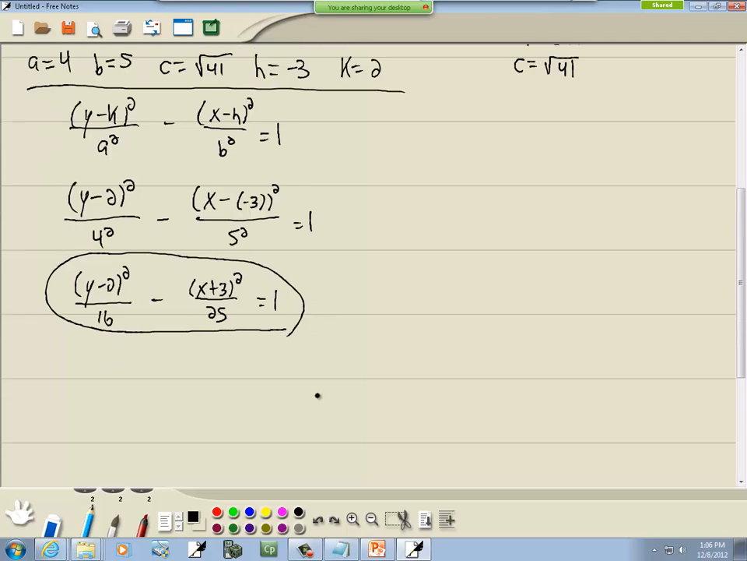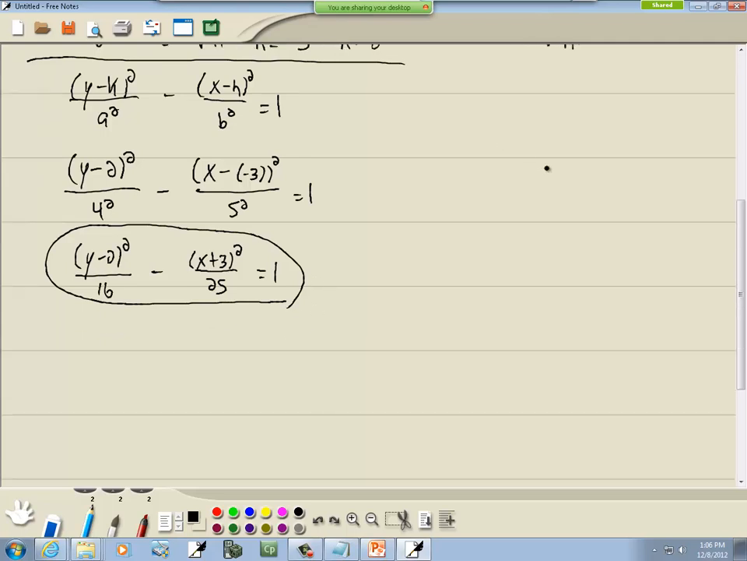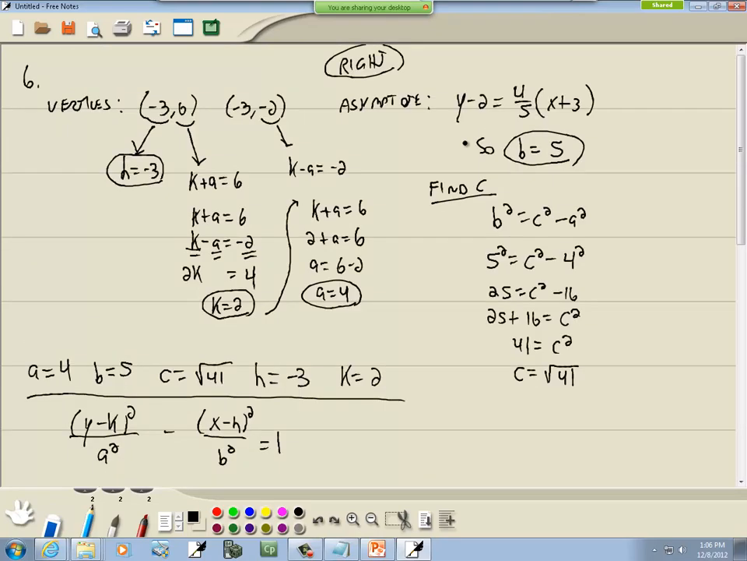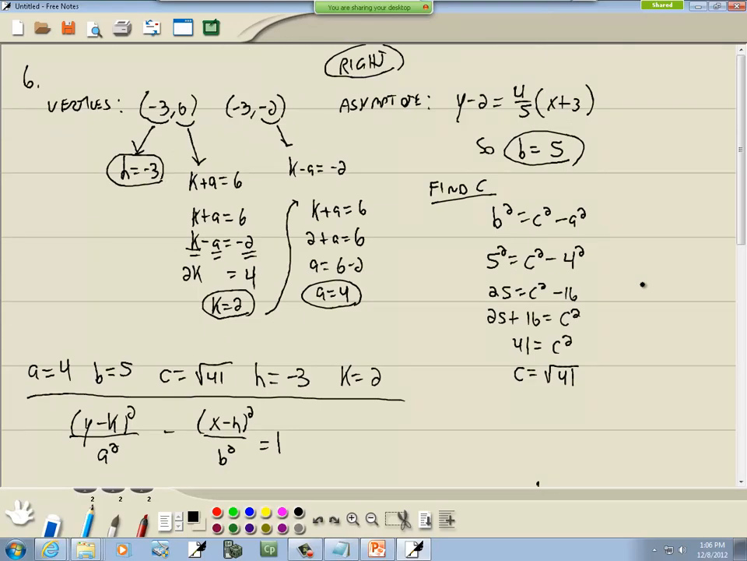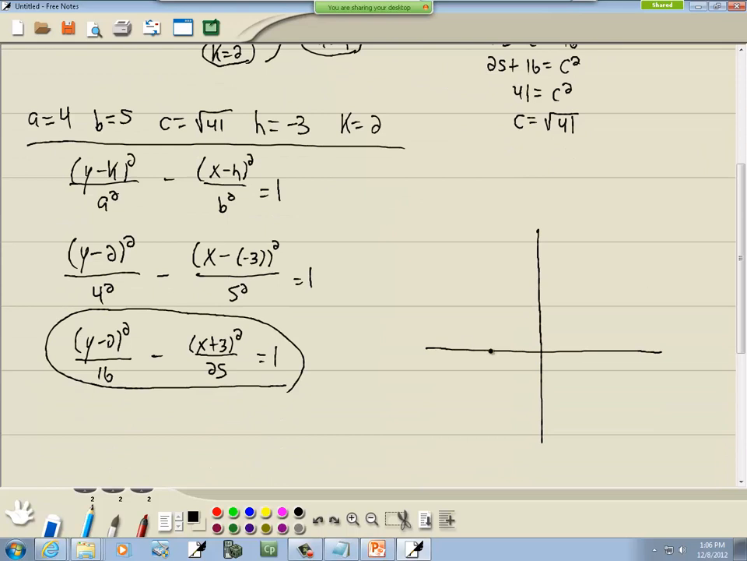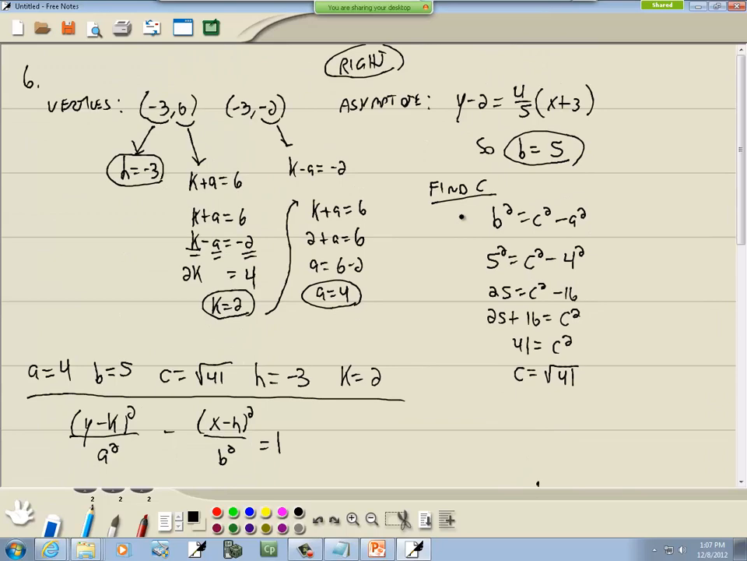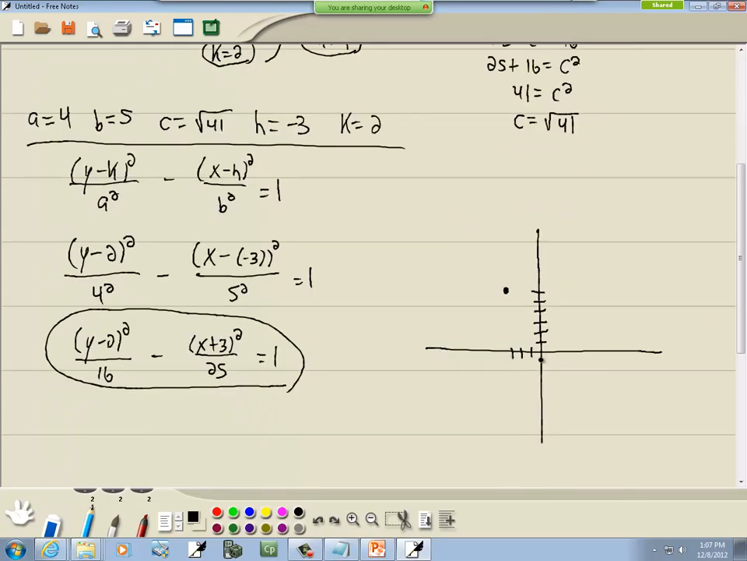Now, probably we can get by with the graphing part of it without finding any other information, but let's see. Our first vertex is negative 3, 6. 1, 2, 3, 1, 2, 3, 4, 5, 6. So negative 3, 6 would be this right here. Our next one is negative 3, negative 2, so negative 3, negative 2 would be right here.